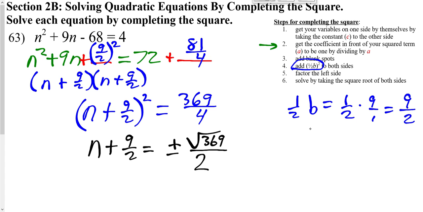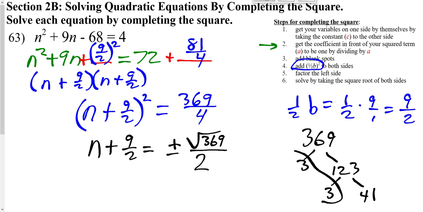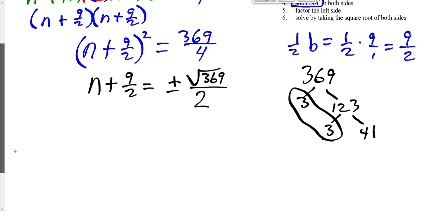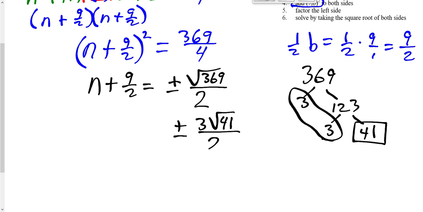Well, we've got to simplify that root on top, 369. Have to do a factor tree. It's not even, so 2 doesn't go in there, but 3 does. 3 goes in there 123 times. 3 goes in there a second time. And so you can see you have a 3 squared here that you can pull out. So on the right side, you can pull out that 3 squared, which is just the square root of 3 squared is a 3. You'd still have this left inside over your 2. And that's equal to our n plus 9 over 2.